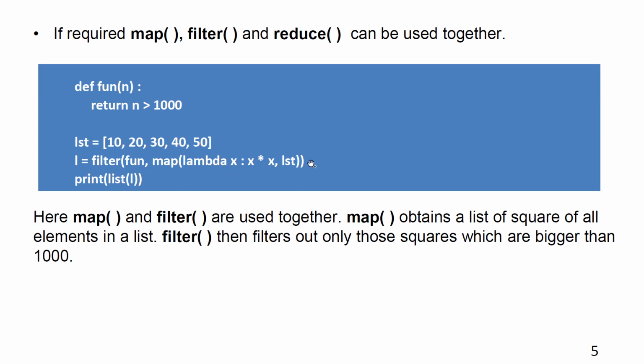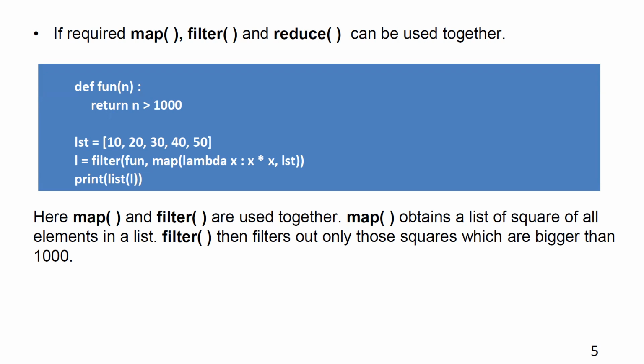So that means in this program, the map obtains a list of square of all elements in the list, and the filter function then filters out only those squares which are bigger than 1000. Okay, so this is the meaning of this statement, L equal to filter. When it is filtered, the filter will be the function, that is greater than 1000 value.